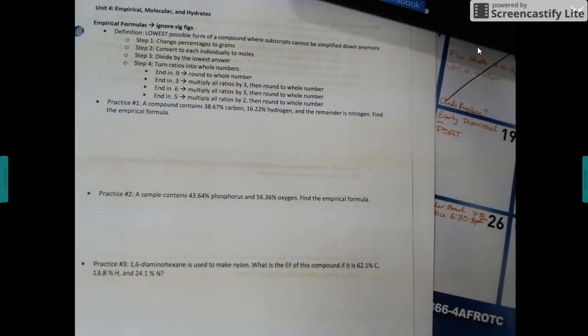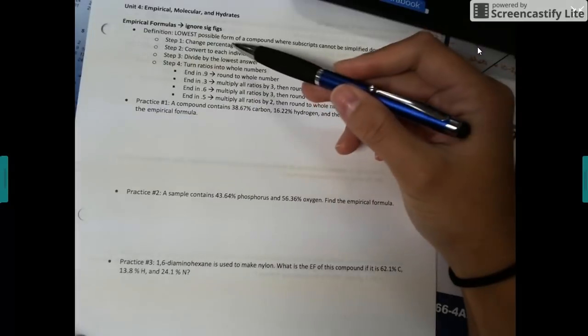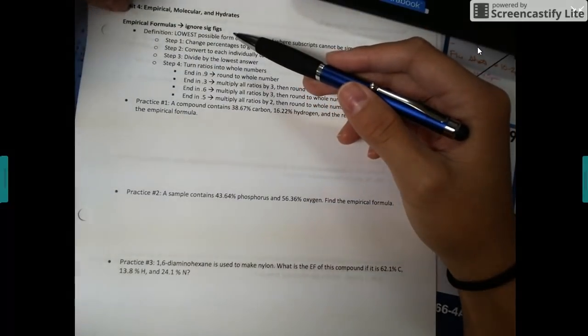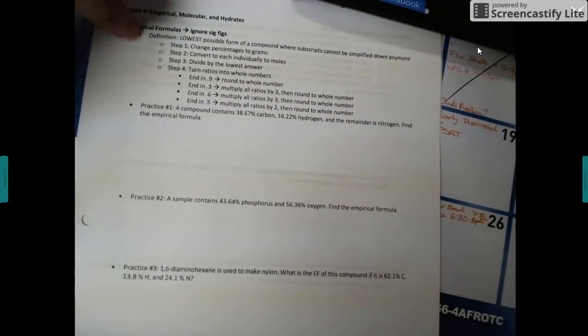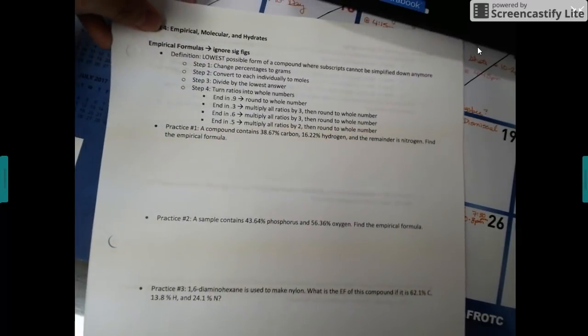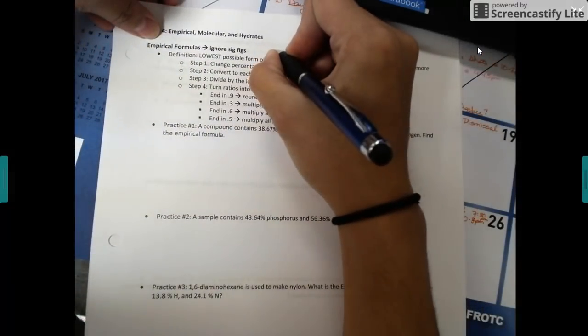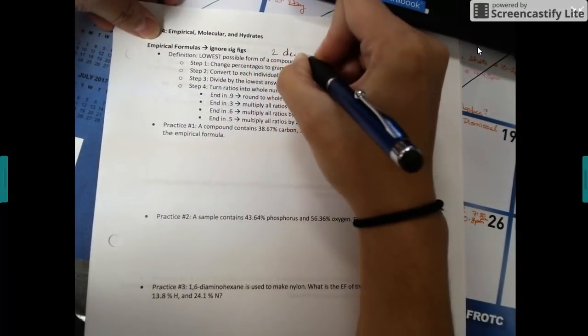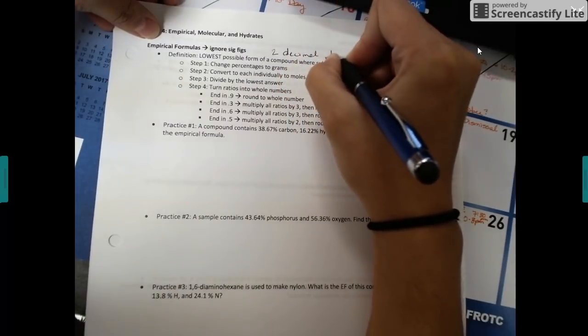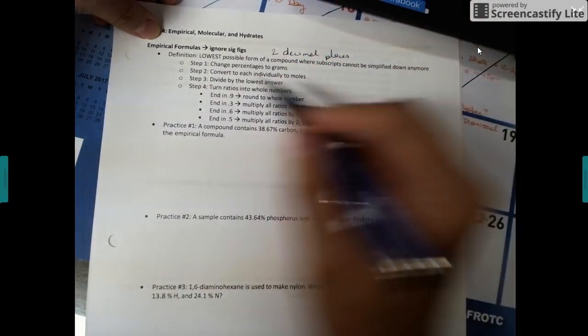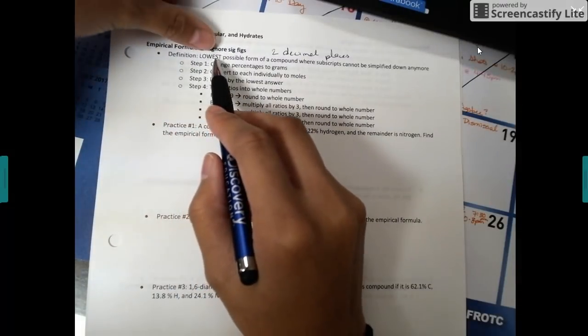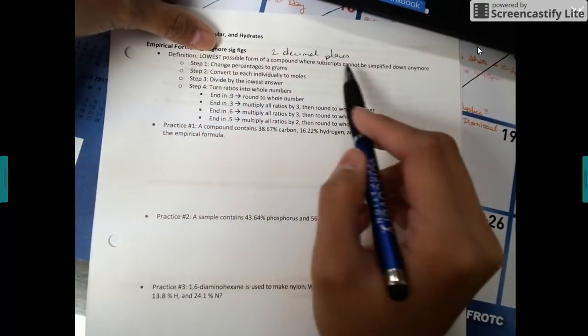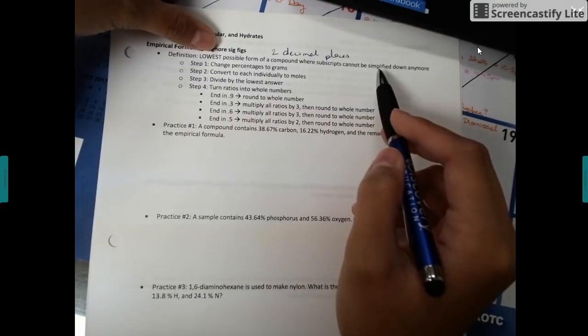So this video is going to show us how to convert and find the empirical formula. Now it says in your paper that you can ignore sig figs. So in this case, because we are ignoring sig figs, what you can do is just do 2 decimal places. All right. So when we have an empirical formula, it is the lowest possible form of a compound where subscripts cannot be simplified down anymore.